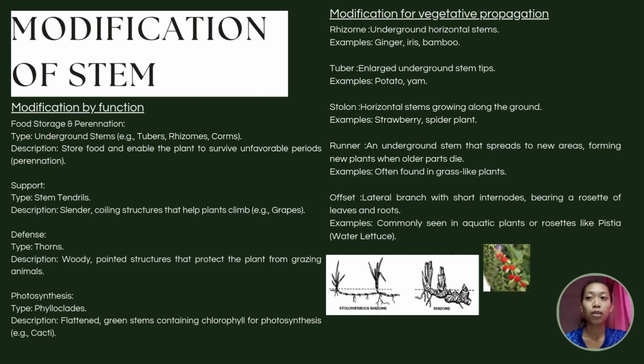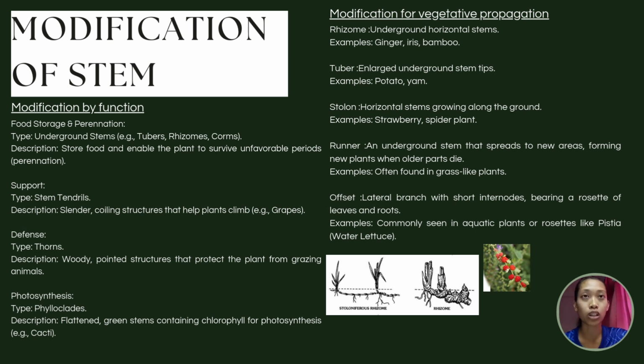Support, the type of stem is stem tendrils. The description is slender, coiling structures that help plants to climb, such as grapes. And for defense, the type of stem is the thorn. The description is woody, pointed structure that protects the plant from grazing animals. For photosynthesis, it has phylloclades, and the description is the flattened green stem containing chlorophyll for photosynthesis, such as cactus.